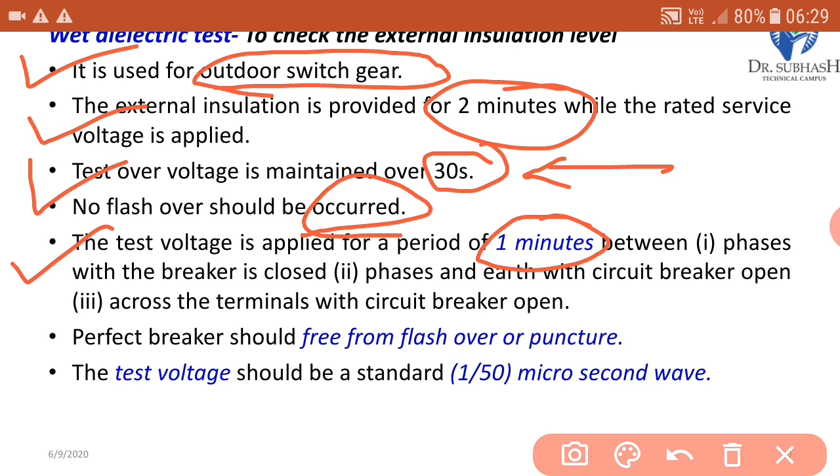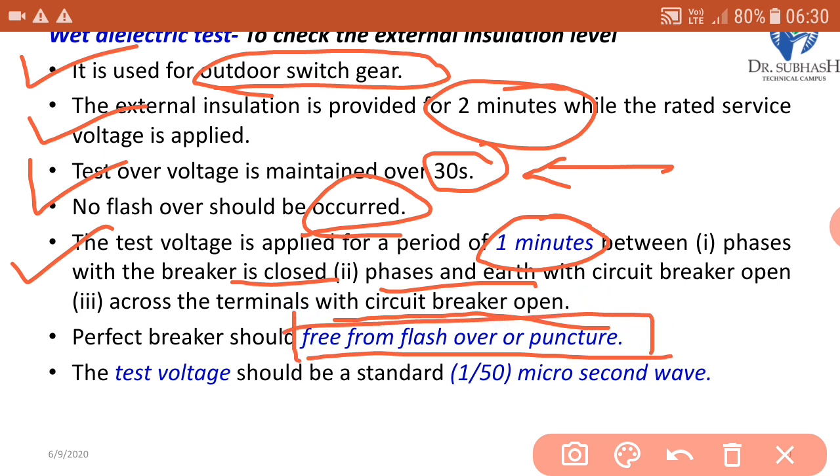We have to apply the test voltage for 1 minute between phases with the breaker closed, then between phases and earth with the circuit breaker open, and then across the terminals with the circuit breaker open. A perfect breaker should be free from flashover or puncture. Okay, so in a perfect breaker there should not be any flashover or puncture. The test voltage should be a standard 1/50 microsecond wave. So this way we can do the wet dielectric test.